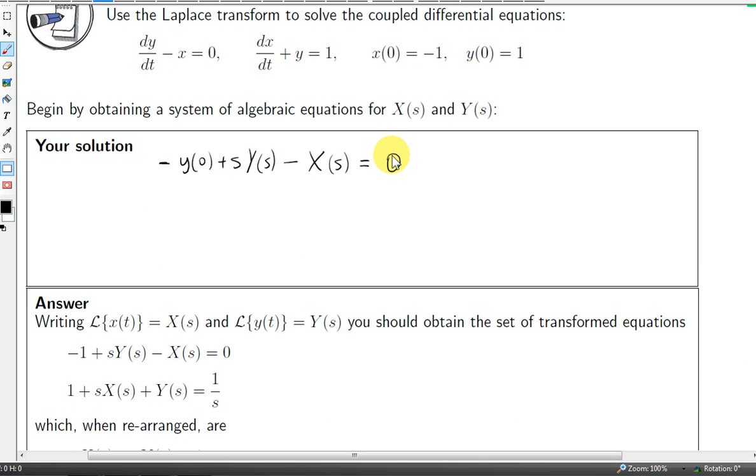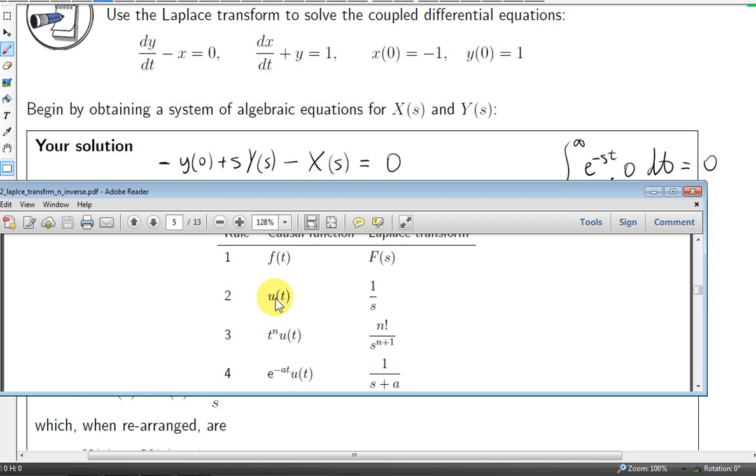The Laplace transform of 0 is 0. By the way, the Laplace transform of 0 is not listed, but if you go back to the definition of the Laplace transform, we take e to the minus st and multiply by the function. Well, if the function is 0, we'll have 0 here. So we're integrating 0 with respect to time, which is 0. Anyway, let's go on to the second equation. The Laplace transform of dx dt. Well, that's going to be minus x of 0 plus s times big X of s plus the Laplace transform of y, which is big Y of s, equals the Laplace transform of 1. Well, 1 is just u of t, for positive t. That's 1 over s.